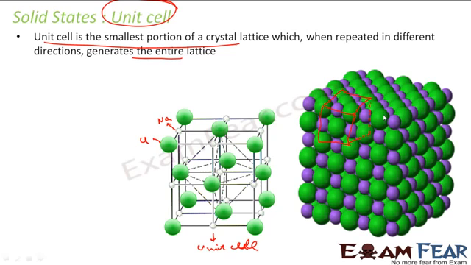So the lattice is a bigger picture. But the unit cell is the building block of the lattice, because you keep repeating this unit cell, you will get the entire lattice. So understand, the lattice is a bigger picture. Whenever I talk about this being my lattice, it has so many unit cells, and the unit cell is the basic building block, the smallest portion of the crystal.